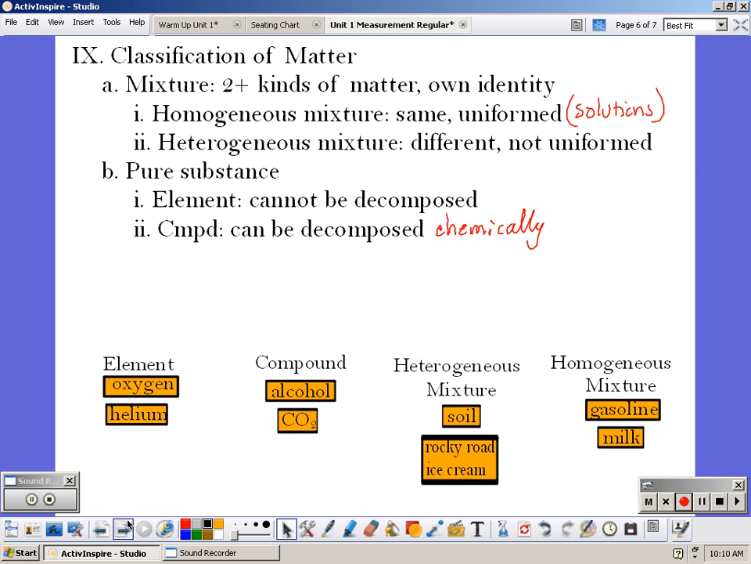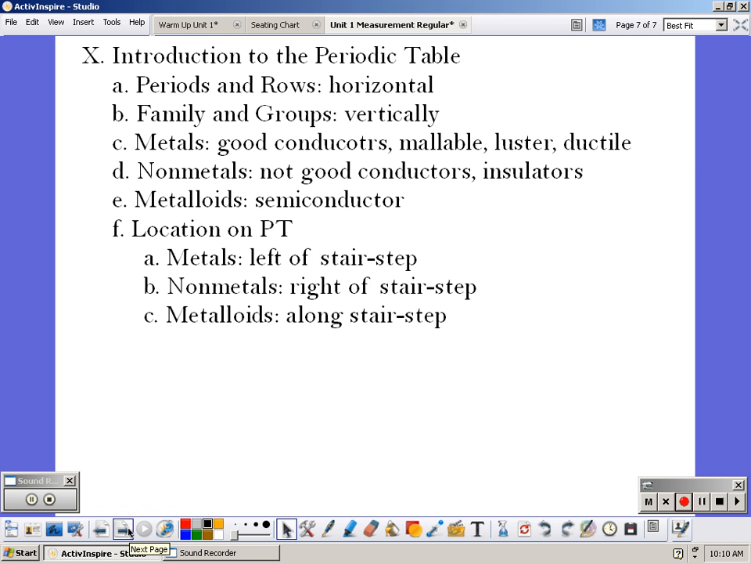Lastly, the periodic table is divided up into several different groups. Periods and rows are what we call the horizontal areas on the periodic table. There are 7 rows and then 2 that are removed at the very bottom of the periodic table, but we don't number those. Families and groups are your vertical columns. There are 18 groups or 18 families.